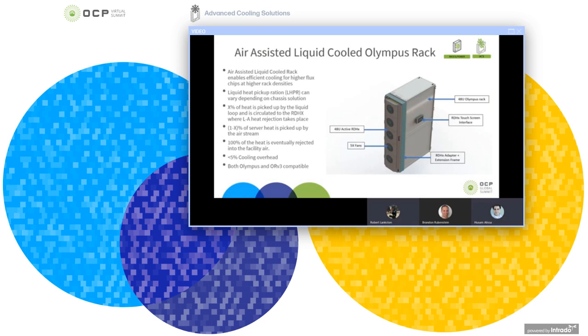As Sam mentioned, the goal behind the air-assisted liquid-cooled rack is to provide open-loop liquid cooling levels of performance in an air-cooled data center in order to enable higher heat flux chips. This is accomplished by using a rack-sized heat exchanger and centralized pumping system to maximize performance and efficiency. The liquid heat pickup ratio can vary depending on server design, where certain percentages of the heat is circulated through the liquid loop to the rear door heat exchanger, where the remaining server heat is picked up by the air flowing through the server in a more traditional air-cooled fashion. Ultimately, 100% of the server heat is rejected into the facility air.